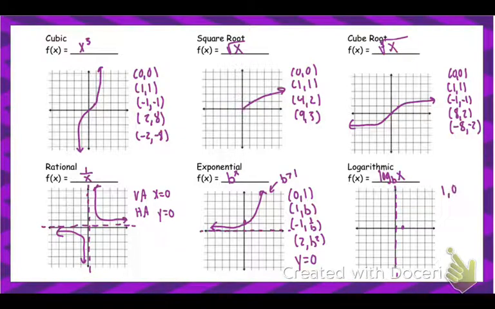1, 0, base 1, 1 over base negative 1, base squared 2, and again, vertical asymptote at x equals 0. Again, that's the shape assuming that base is greater than 1. All right, so those are the 9 parent functions that we've looked at this year.